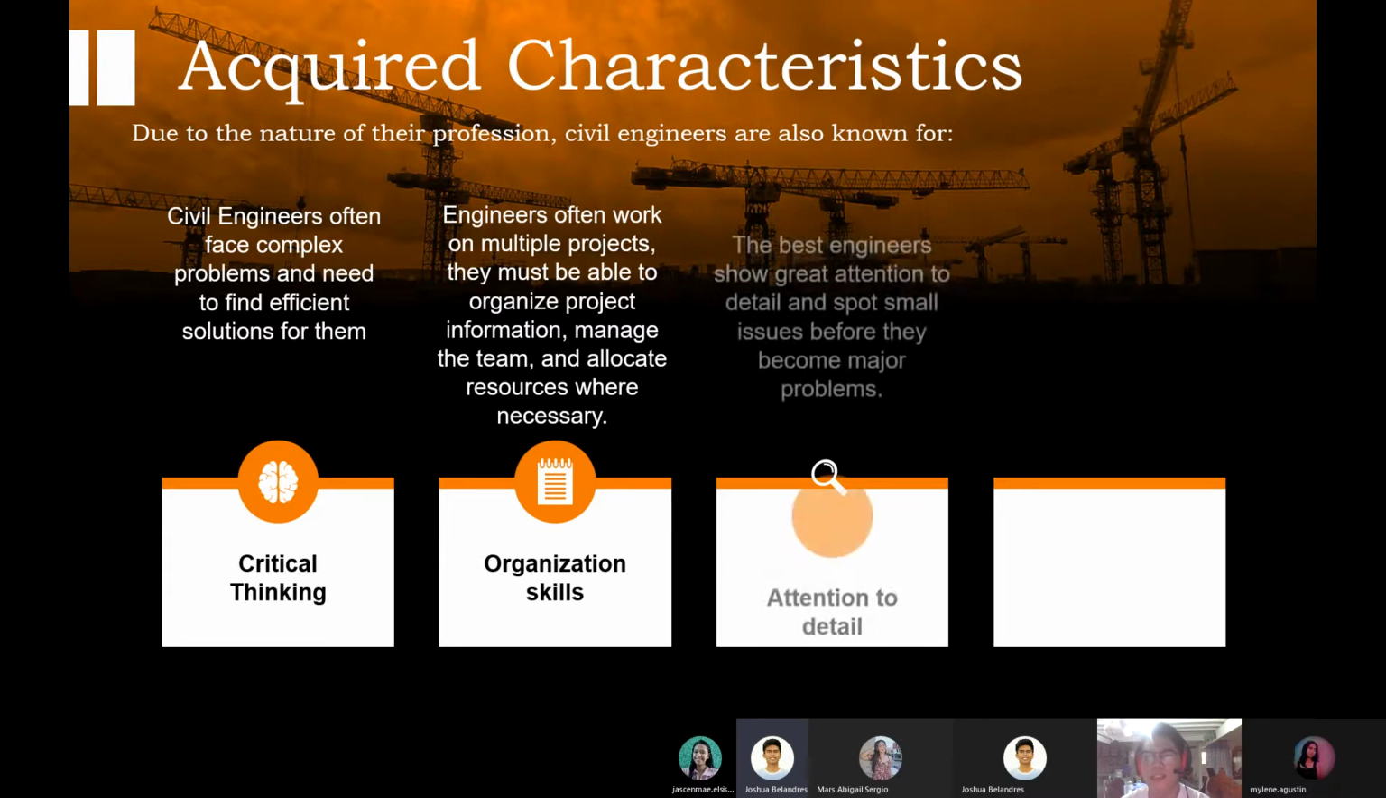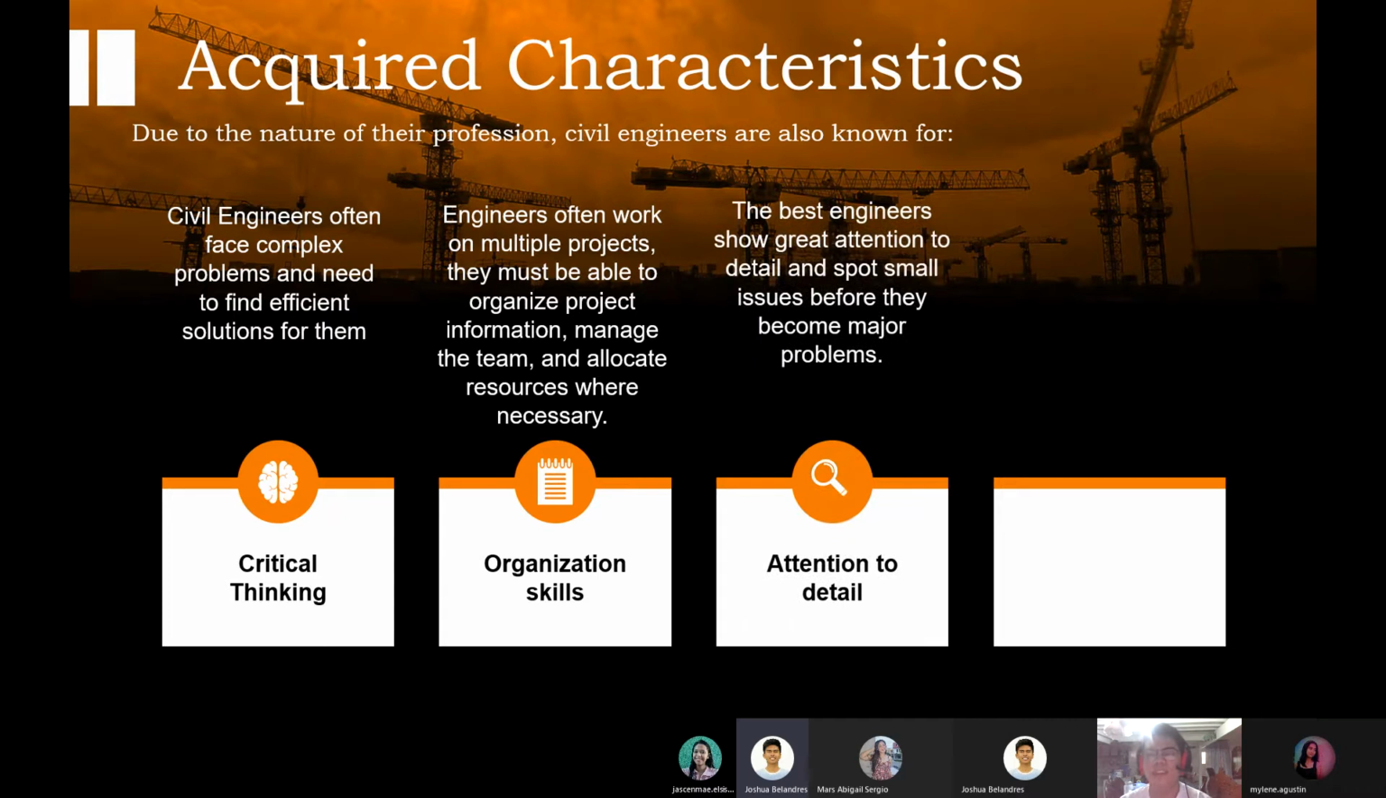Number 7, attention to detail. The best engineers show great attention to detail and spot small issues before they become major problems. Bilang isang civil engineer, tayo ay responsible sa lahat ng pwede mangyari sa ginagawa nating project. Buhay ng tao ang nakasalalay, kaya kapag tayo ay nakagawa ng kahit maliit na pagkakamali bilang isang civil engineer, maaaring malaki ang maging epekto nito sa ating project at baka masama yung maging epekto nito.